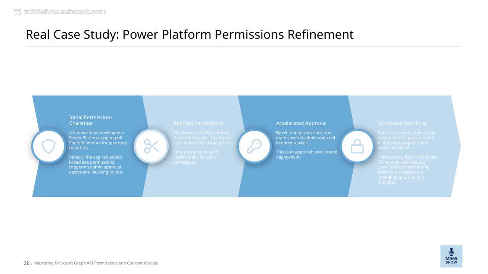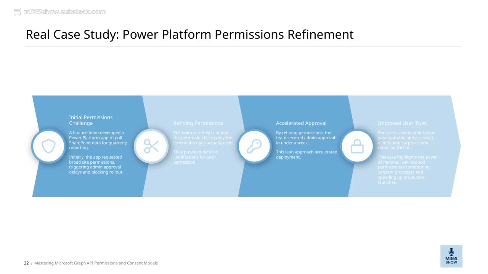In this real case study, we're looking at how refining Power Platform permissions can make a significant difference. The key takeaway here is that when end users clearly understand what data the app is accessing, it eliminates surprises and reduces friction during adoption. This example really highlights the power of using minimal, well-scoped permissions. By doing so, we make the consent process smoother and help speed up the overall deployment.